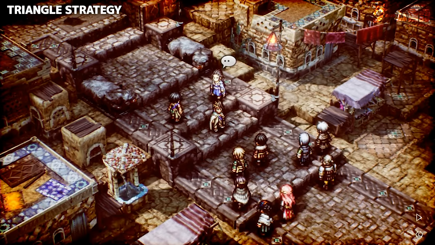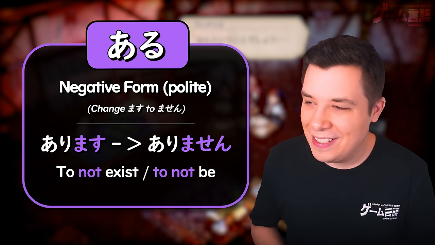And it just follows the normal conjugation that you would expect for the polite negative. あります, ありません.